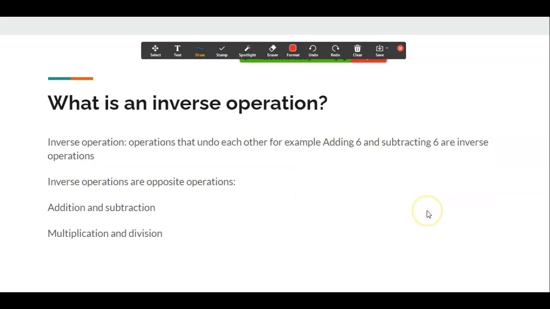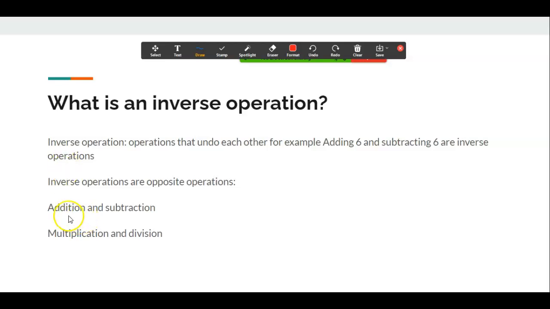The other thing that you need to remember is what an inverse operation is. So I took this definition straight from your math textbook. They say that inverse operations are operations that undo each other. For example, adding 6 and subtracting 6 are inverse operations. You guys already know this because in younger grades, when you were learning how to add, subtract, multiply, and divide, you know that you can do the opposite operation to check to see if you did that correctly.